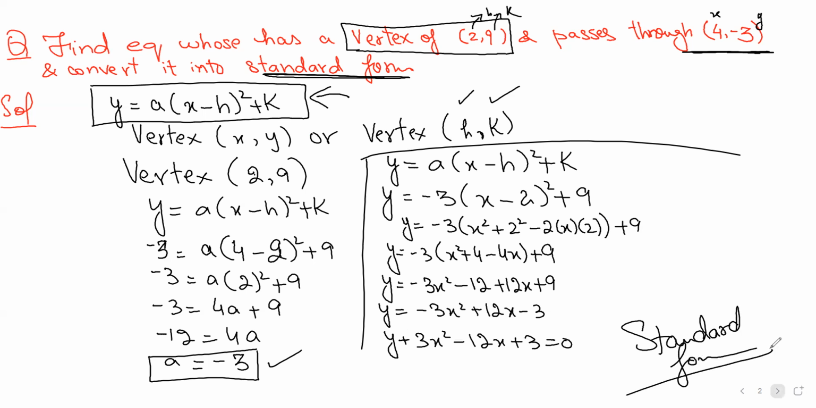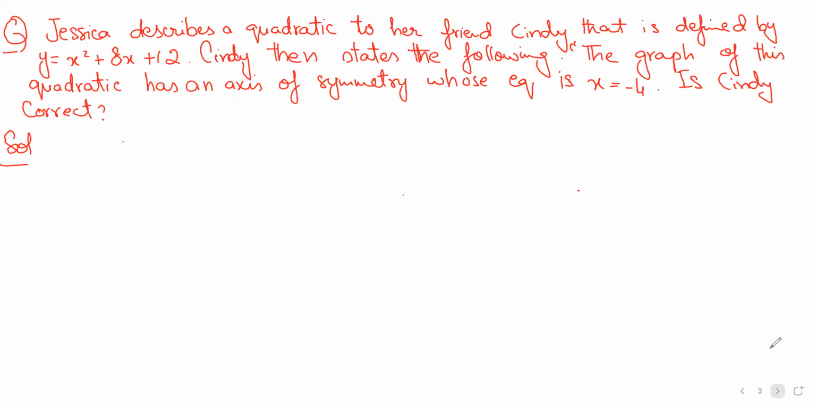Now coming to the next question. It says that Jessica describes a quadratic to her friend Cindy that is defined by y equals x squared plus 8x plus 12. Cindy then states that the graph of this quadratic has an axis of symmetry whose equation is x equals negative 4. Is Cindy correct? We have to find it out. So let's see.